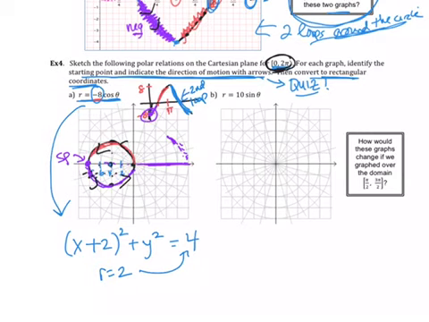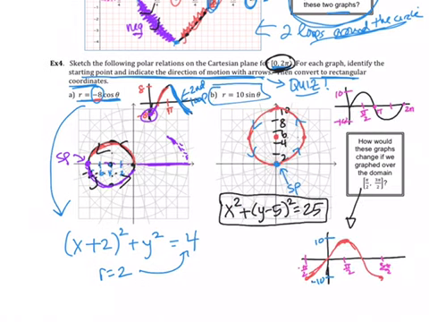Okay, I would try the next one on your own. Pause now and try letter B on your own. Okay, so does your graph look like mine up here? Was the circle on the y-axis? Sorry about that. Was it on the positive y-axis?